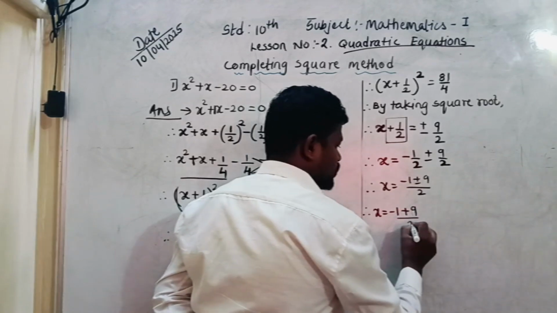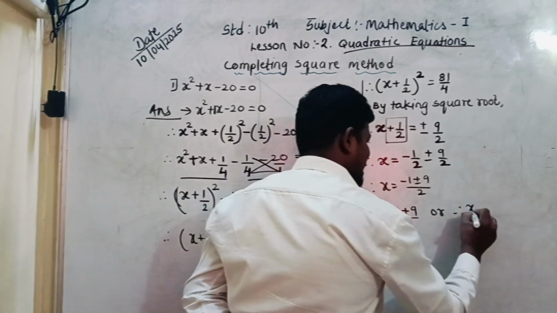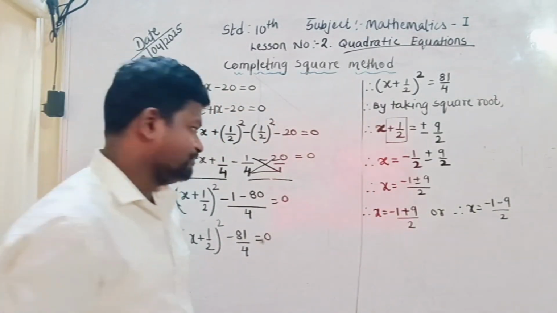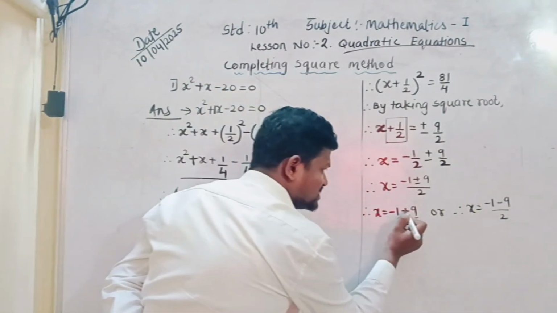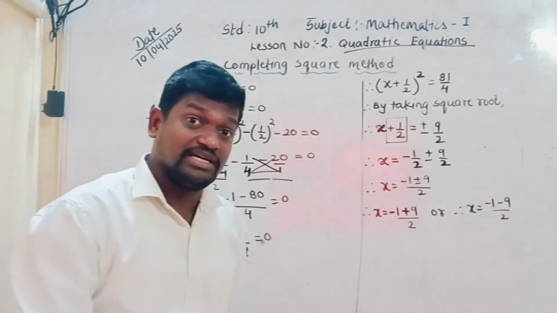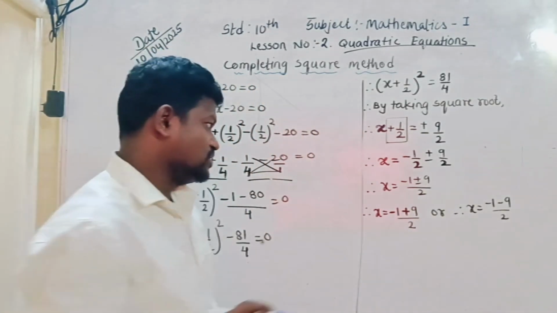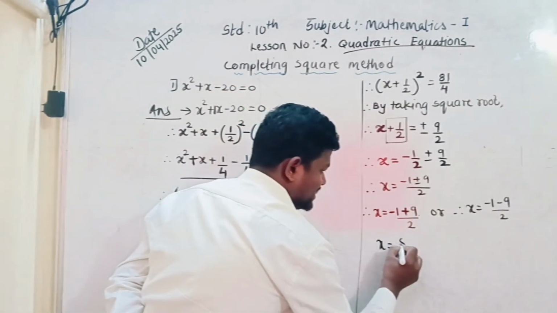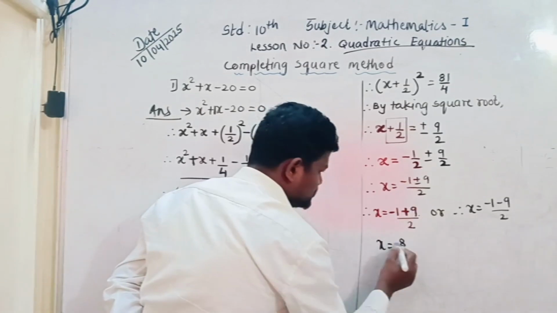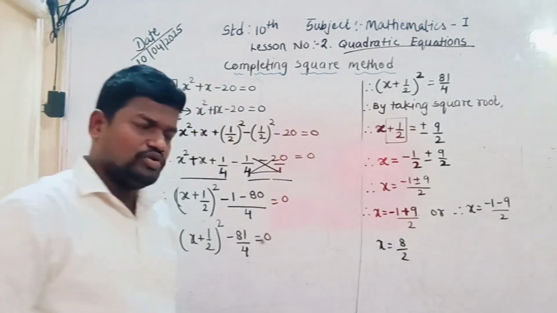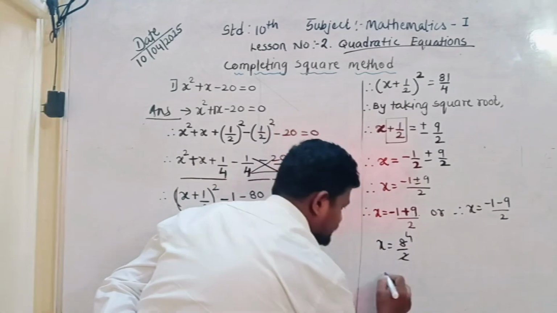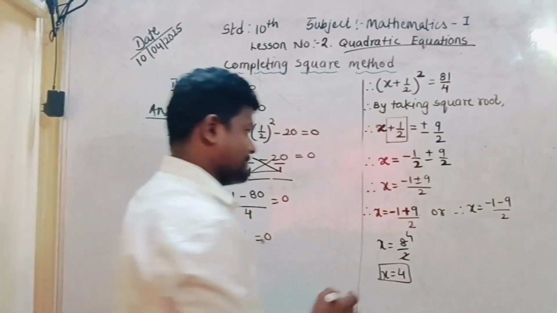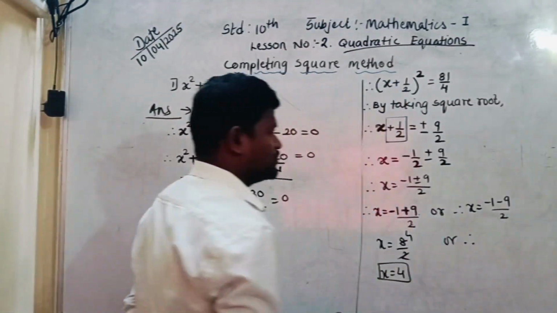Minus 1 plus 9 upon 2, or x is equal to minus 1 minus 9 upon 2. Got it? See, here minus, here plus: minus, plus, minus, bigger number sign. So after subtracting 1 from 9 we get 8. The bigger number is 9, so the sign is plus, upon 2 as it is. When we divide, we get x is equal to 4.